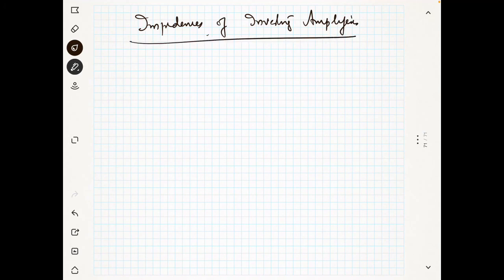So the impedances, another topic, impedances of inverting amplifiers. So we have seen the non-inverting case. So we will see first the inverting amplifier.